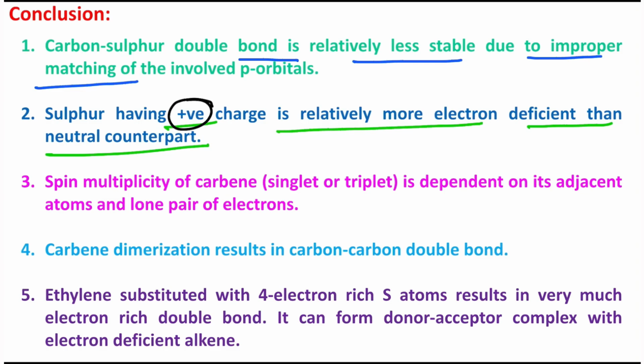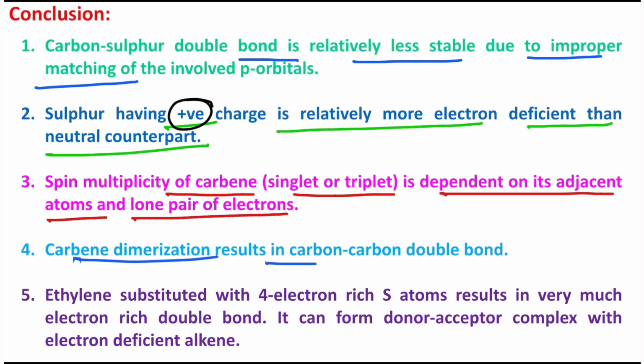And remember, the spin multiplicity of a carbene, singlet or triplet, depends on its adjacent atoms and lone pairs of electrons. The question is how it is stabilized. If it has a donation effect, it will be stabilized, so it will be singlet, otherwise it's triplet, meaning diradical. Carbene dimerization can result in a carbon-carbon double bond. And remember, carbenes are 6 electron species, so generally they are electron deficient.